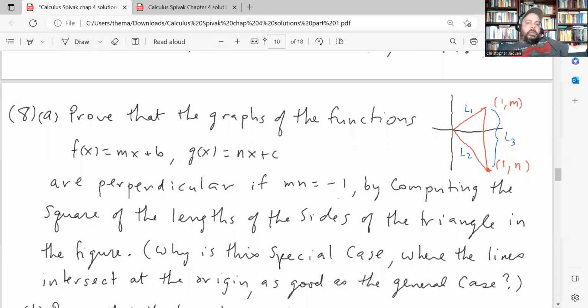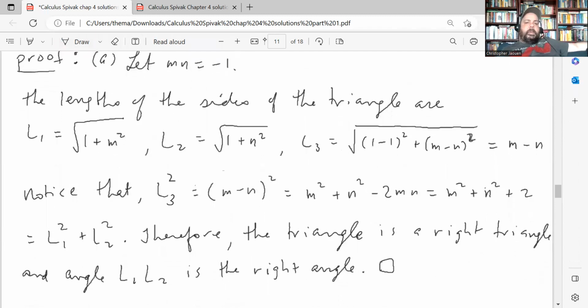So going down to my solution for part A. Start with our hypothesis that m times n is -1. Then using the distance formula to calculate the lengths of the sides of that triangle, L1 has length square root of 1 plus m squared, L2 has length square root of 1 plus n squared, and L3 has length, when you simplify everything, m minus n. I guess technically it should be absolute value, but the way that we drew the picture, it looks like n is negative anyway, so this would always be a positive quantity. But obviously that's not true for every two lines. This is a general principle.